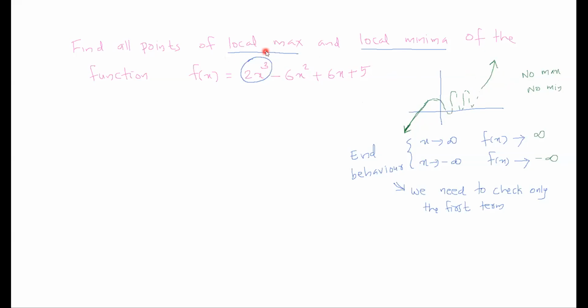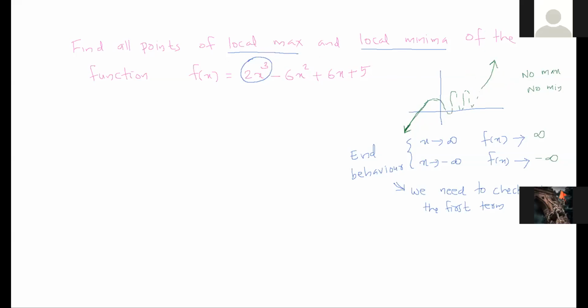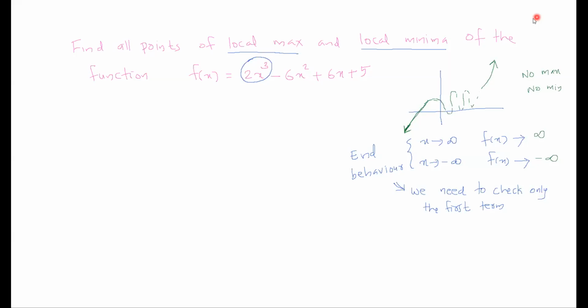We need to find whether this function has a local minimum or local maximum. Since it is x cube, you can see that it is coming down and going up, so at least once it has to turn. Anyway, for local maximum and local minimum, first you need to find the points where the derivative is 0. So first find f dash x.